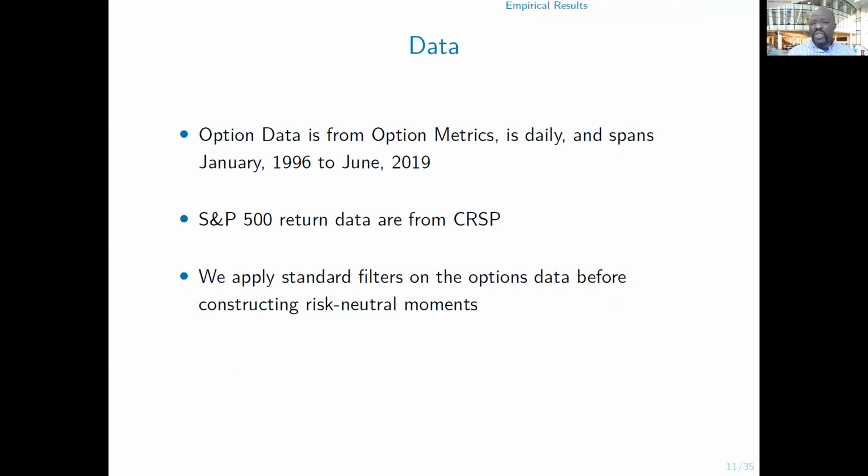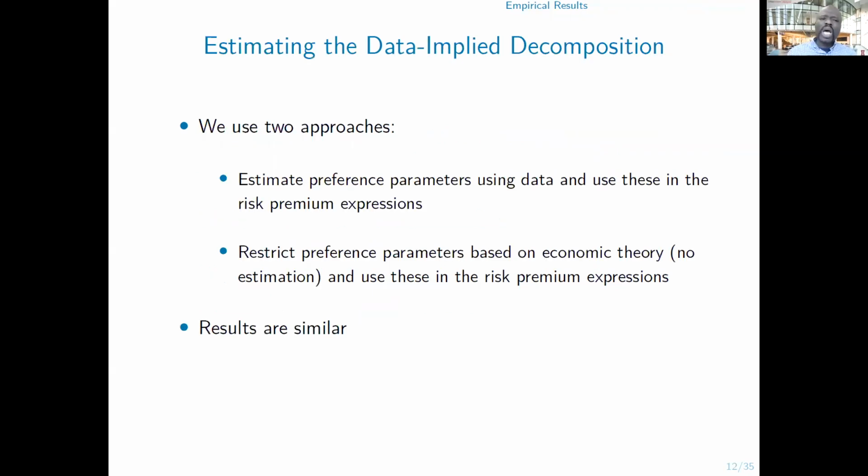We use S&P 500 return data and CRSP, and we apply the standard filters that I won't talk about here. Everybody is aware of these filters, but we can discuss them later on. So as I said before, we have two approaches. The first is to use a nonlinear least squares to estimate the preference parameters and then feed them into the huge formula that I presented in the previous slides, the messy formula, to get each decomposition.